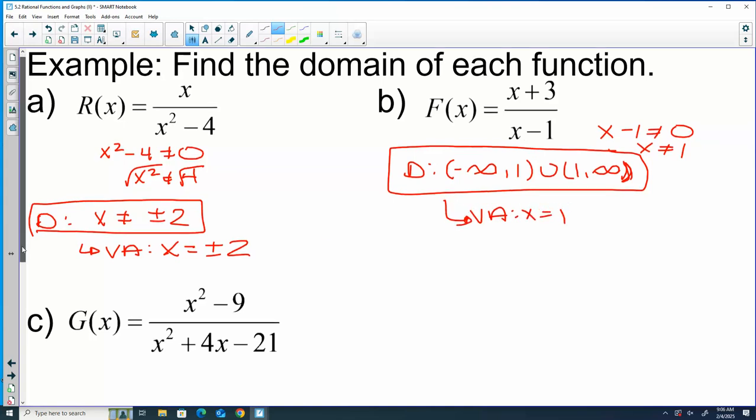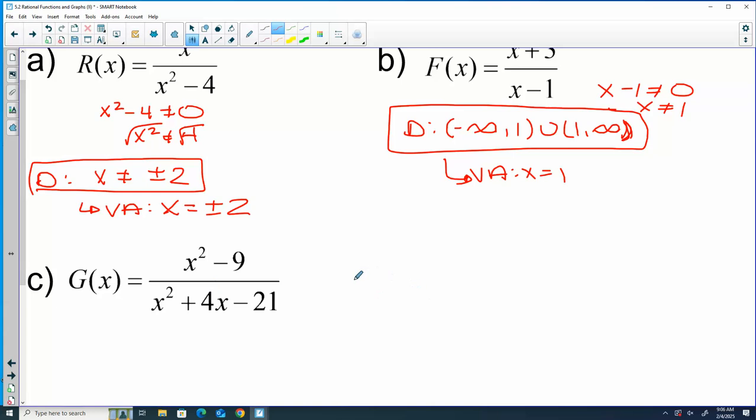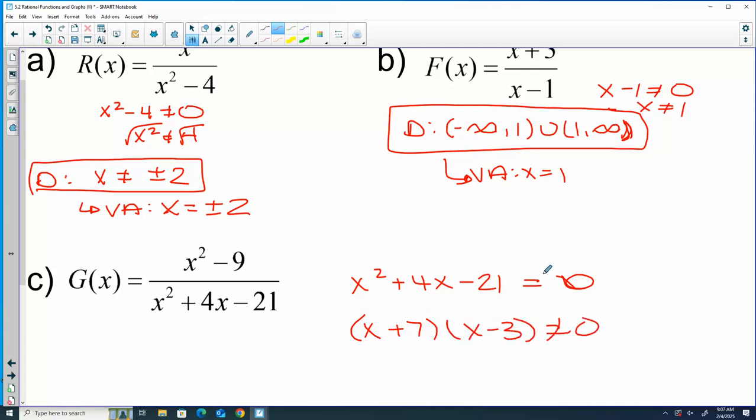All right, C. If I were trying to find the domain, we know that in a fraction, the bottom cannot be 0. So what would you have to do on this one? Factor. So I'll put x plus 7, x minus 3. So x cannot be what?